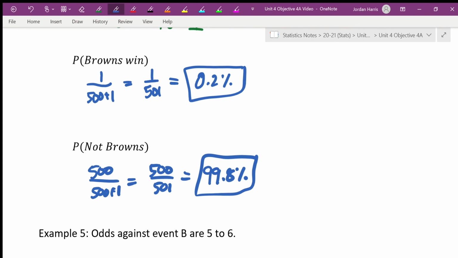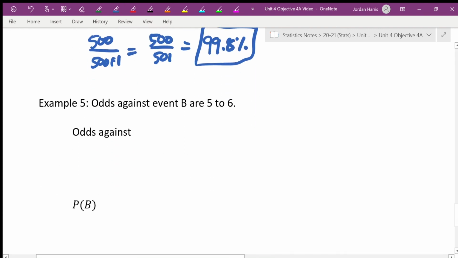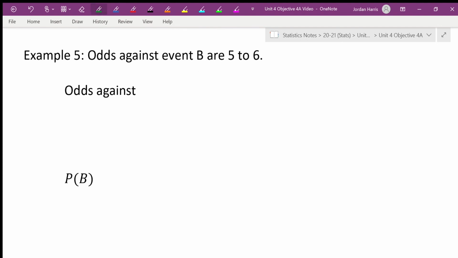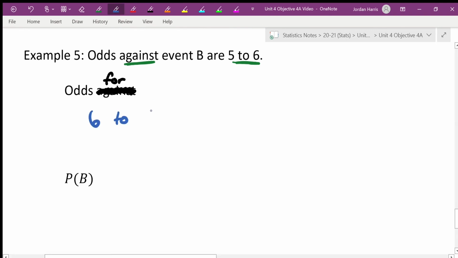Okay? So we can have some random event with odds against now, so be careful of that. You got to pay attention. These are odds against event B occurring. So event B occurring is actually more likely to occur than not. This is a typo. This should be odds for. So the first question, odds for, we need to flip it.